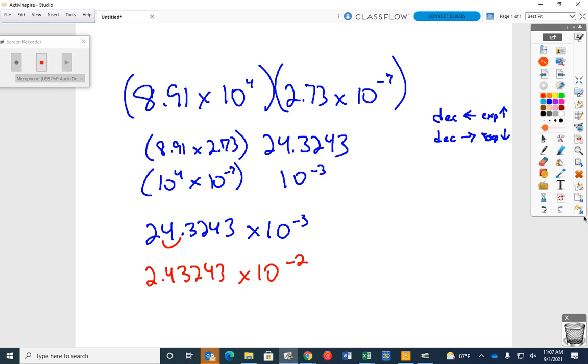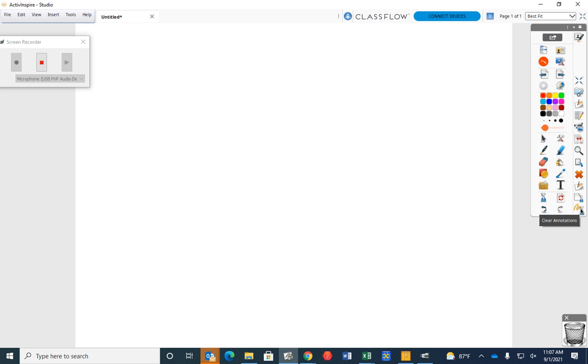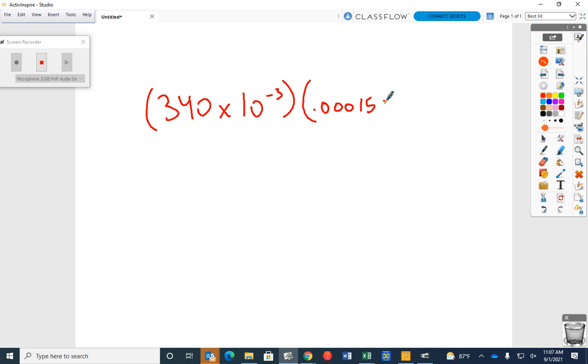Sometimes your starting numbers, and you're going to see this, are almost in scientific notation, but not quite. What do you think that means? Let's say I got 340 times 10 to the negative third, and I'm going to multiply that times 0.00015 times 10 to the negative fifth. Are either of these numbers in scientific notation? No. They are not. Now, you don't have to put them into scientific notation before you multiply them, unless you want to. What I would do here, as long as my answer is in scientific notation, I'm okay.